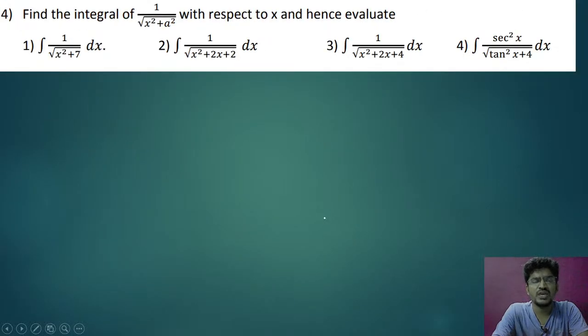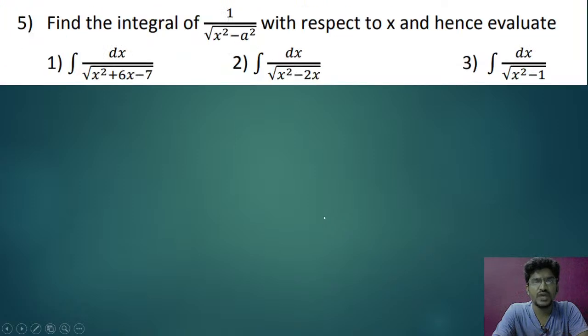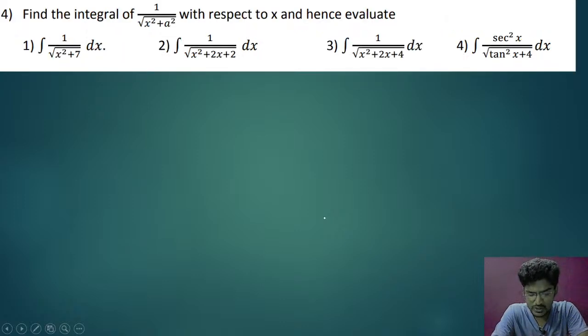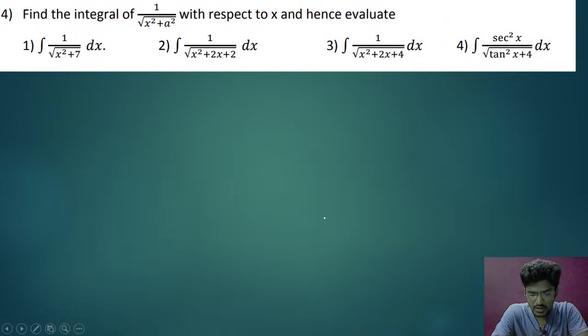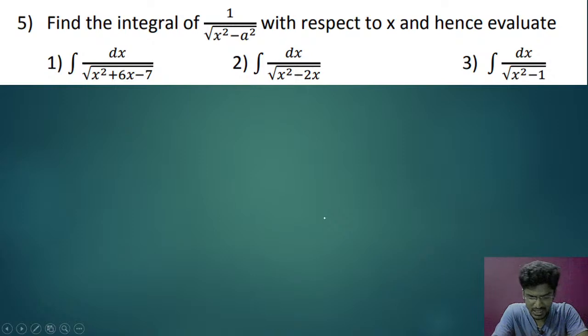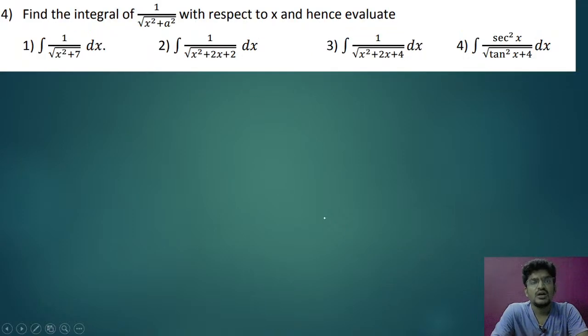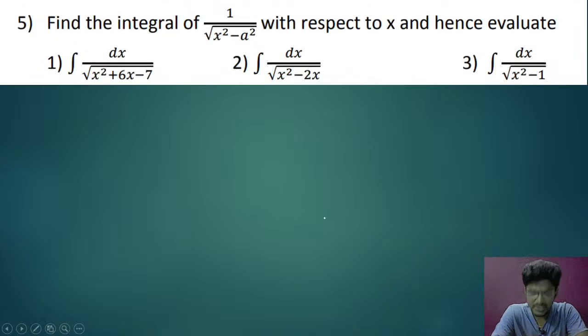Two problems are remaining. One is 1 by root of x square plus a square. Another one is 1 by root of x square minus a square. If you tell me to solve these problems in the next class, I will solve them tomorrow. Otherwise, suggest the next chapter which you want. If you tell me to solve these, I will solve these 2 problems and then start the next chapter. If you say there is no need for these 2 problems, I will leave them and go for the next chapter. So which is good? Quickly tell me.